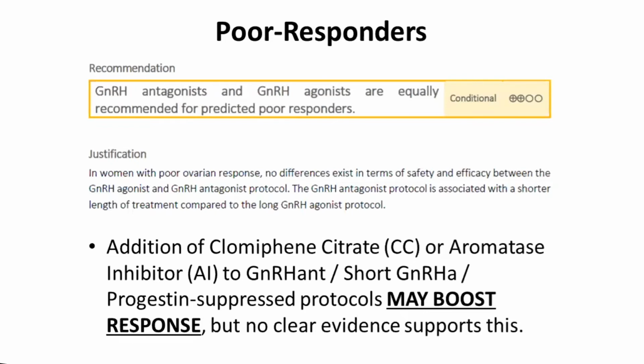As I mentioned in the stimulation protocols, addition of an oral agent like clomiphene citrate or aromatase inhibitor to the non-pituitary suppressed protocols, which are the GnRH agonist, the short GnRH agonist, and the progestin-suppressed protocols, may boost the response.